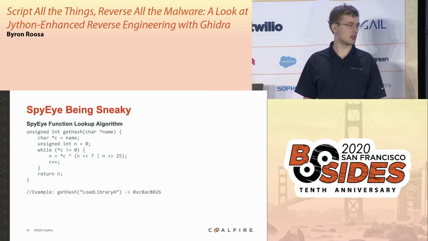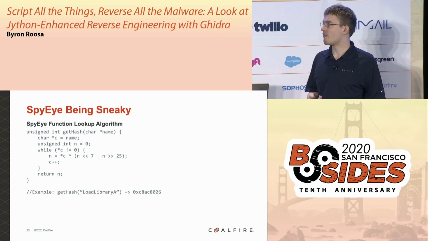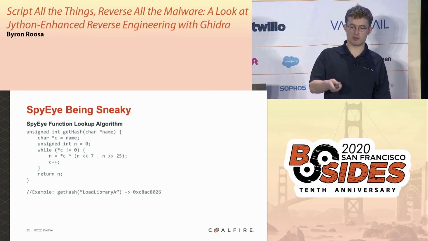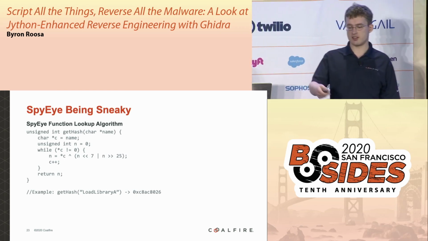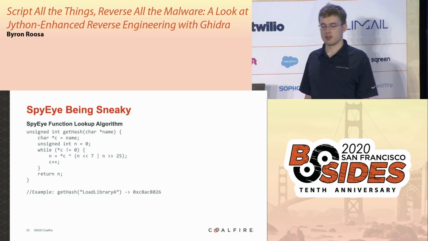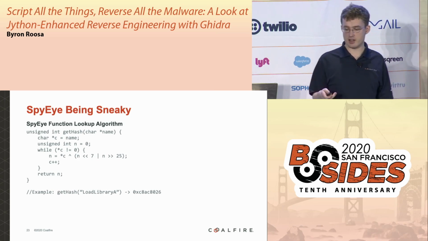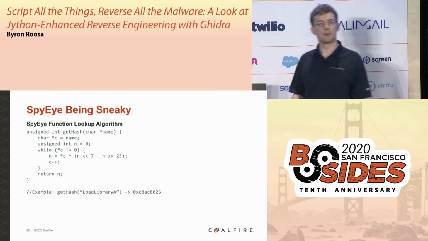From those strings, it generates a pseudo-random, not really, but a 32-bit value that it uses to identify this function. Just as an example, if you run this get hash function on LoadLibraryA, it's going to generate 0xC8AC8026. So if this malware wants to call LoadLibraryA, instead of LoadLibraryA you're going to see that value.